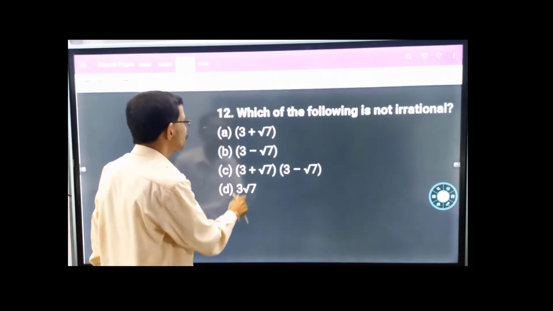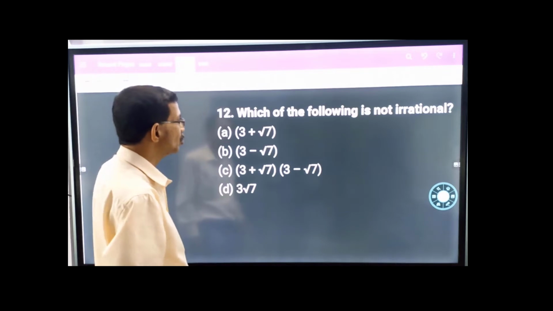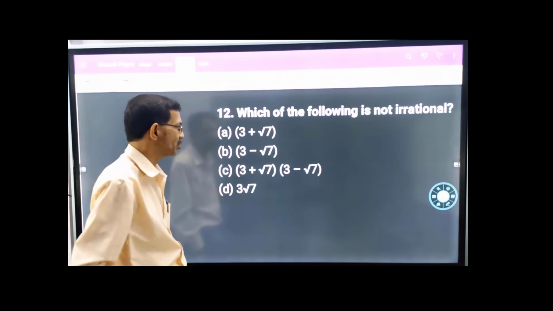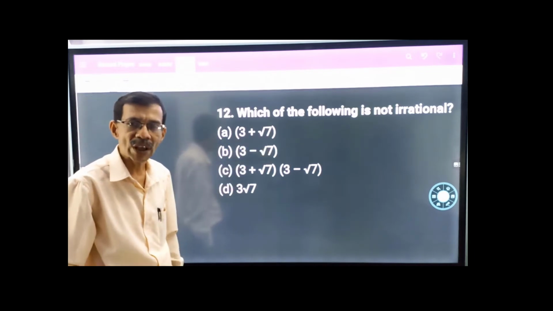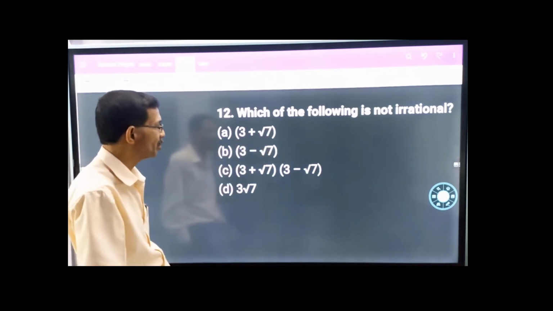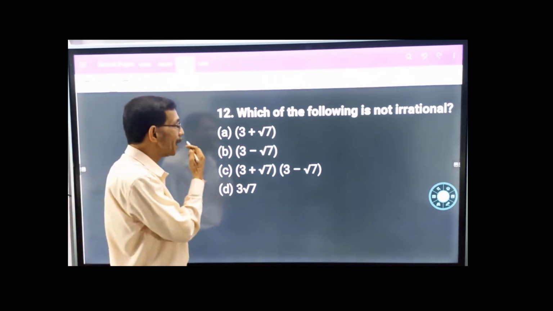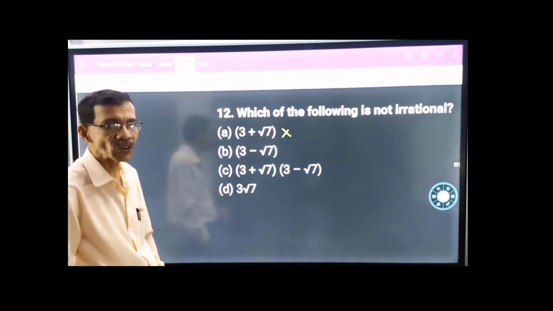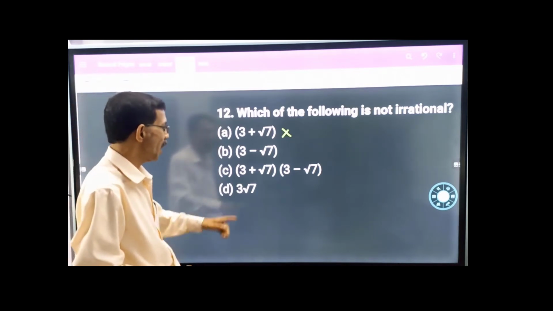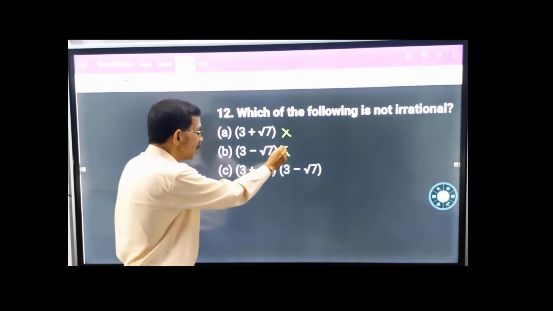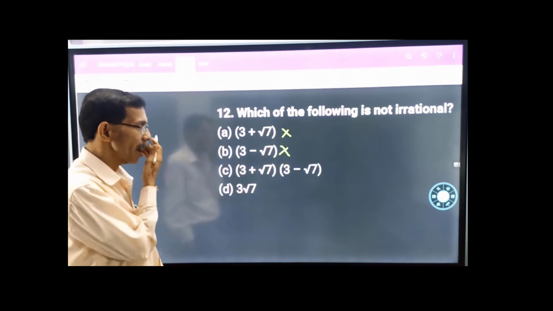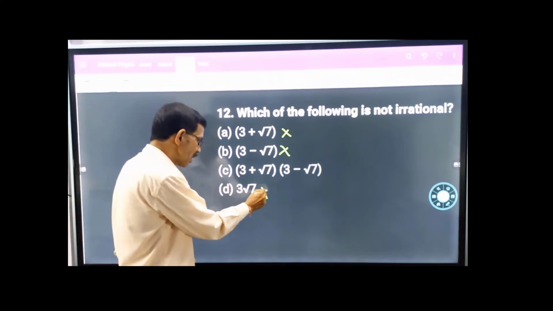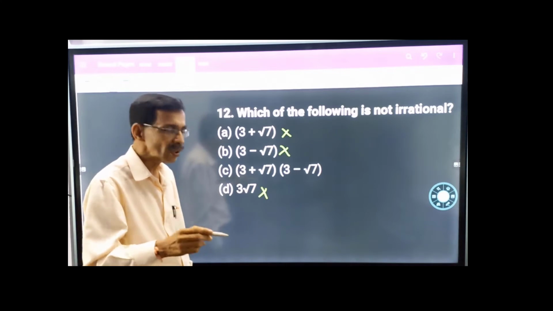In the next question, which of the following is not irrational? So we will try to find out which one is not irrational. So 3 plus root 7, there is root 7 in this expression. So it is an irrational number. We want to find out which is not an irrational number. And then 3 minus root 7 again, it is an irrational number. And 3 root 7 is again an irrational number because root is there.